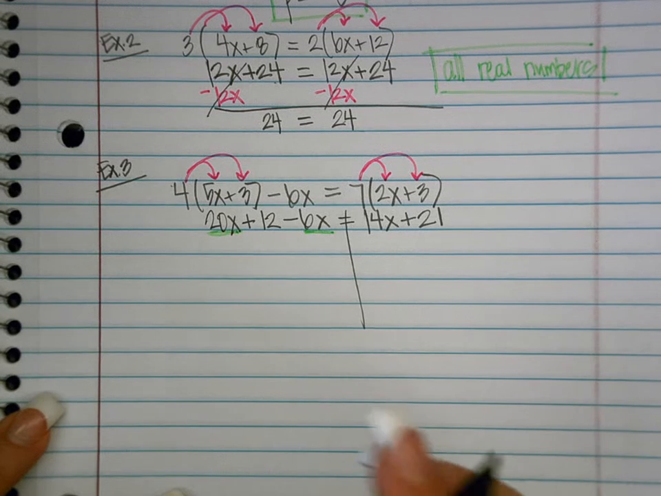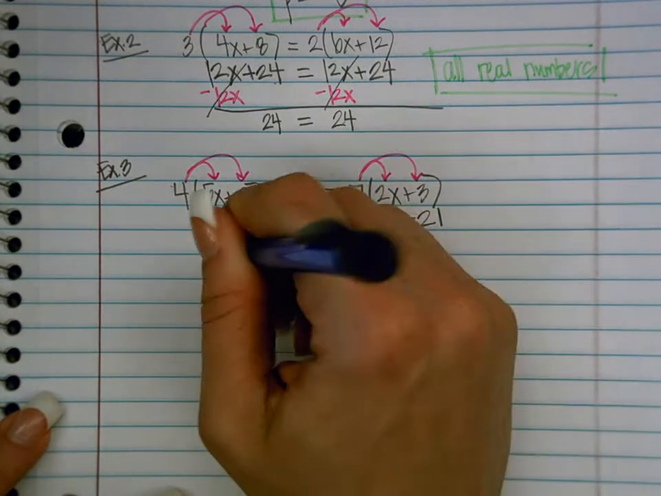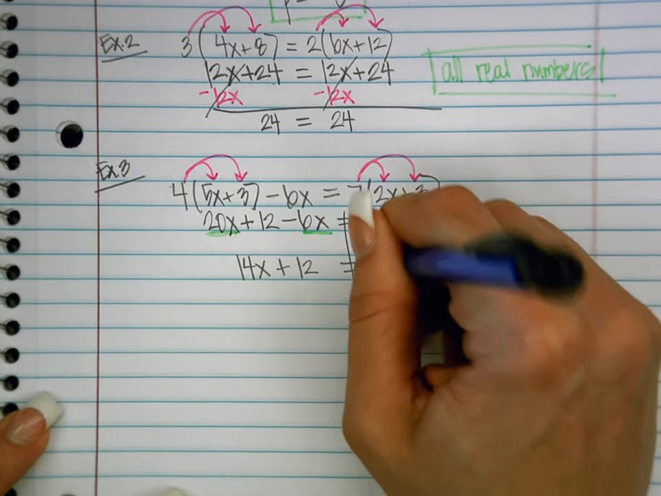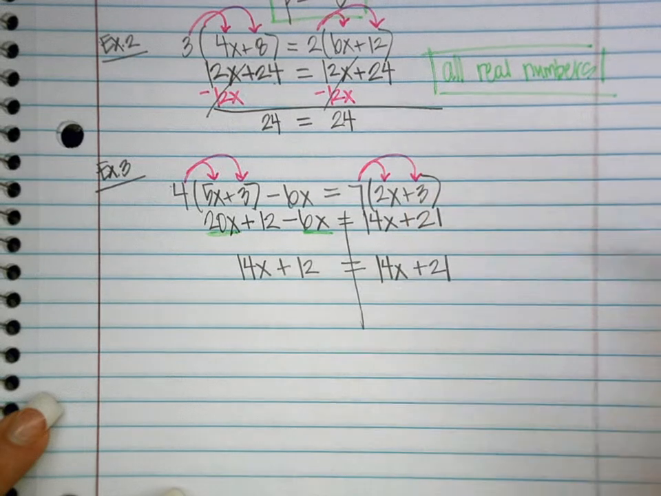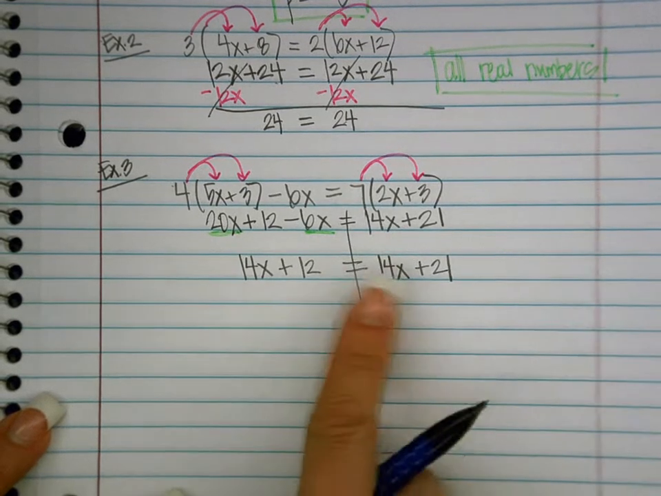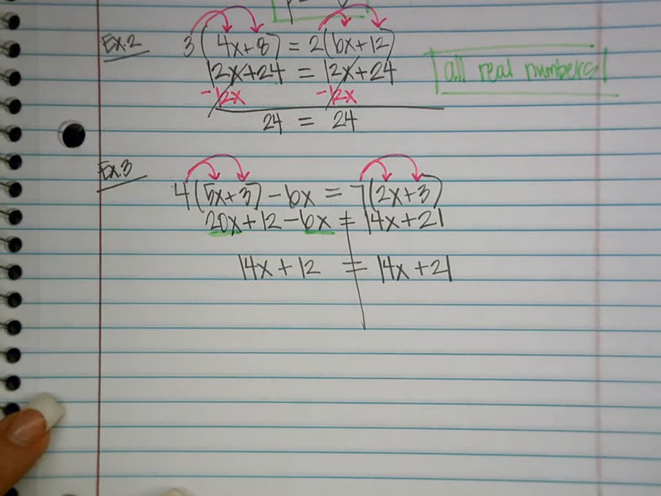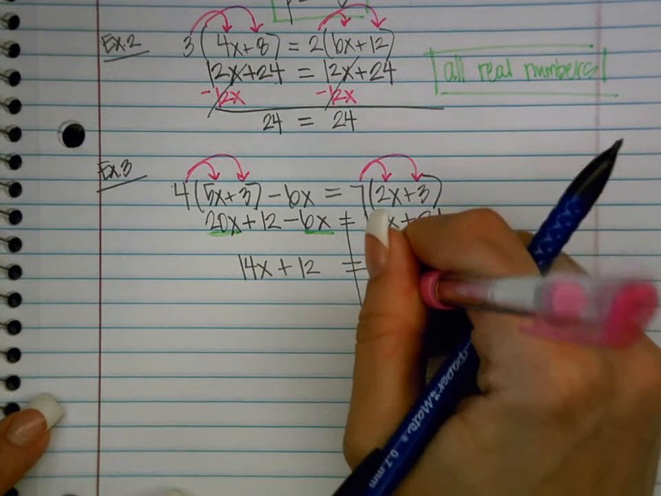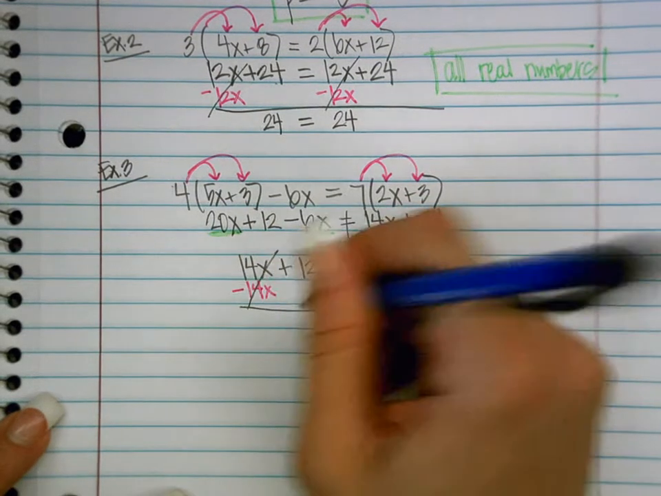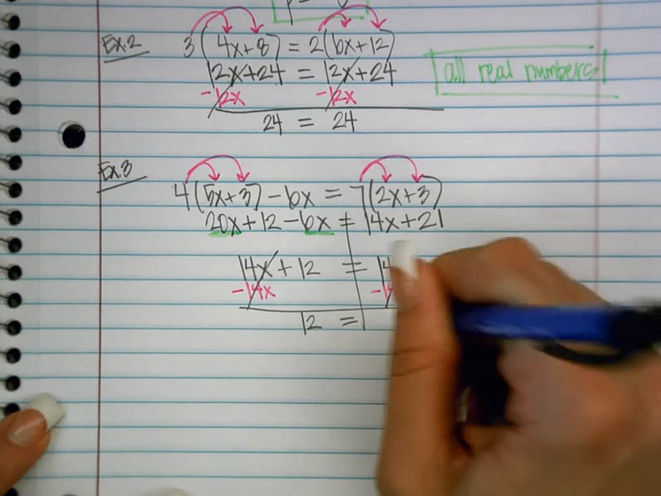20x minus 6x gives you what? 14x plus 12 equals 14x plus 21. Do we notice anything weird about this one? You have the same x value. So what would happen if you combined them? How would you combine them? What would you have to do? If I wanted to move them to one side, you would subtract the 14x. And what ends up happening here is these go away, you get 12 equals 21.